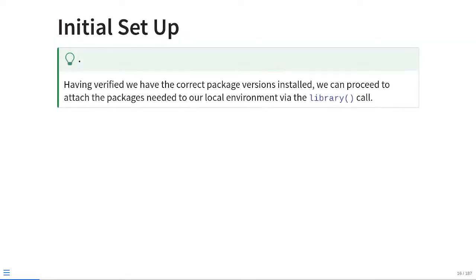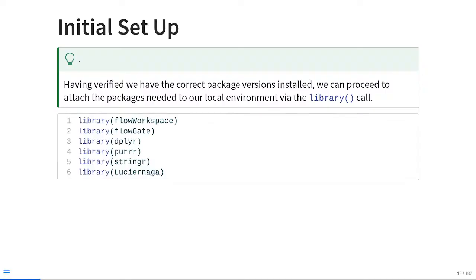So, at that point, having gone through a little bit of the housekeeping and verified that those two correct package versions are being installed, we can then go ahead and proceed and attach everything we're going to need for today in our local environment via the library call. And what we're going to load for today for now is just going to be flowWorkspace, flowGate, dplyr, purrr, and stringr from the tidyverse packages, and then Luciernaga, just to make sure they're all active in the environment and that we have access to the functions that they contain.